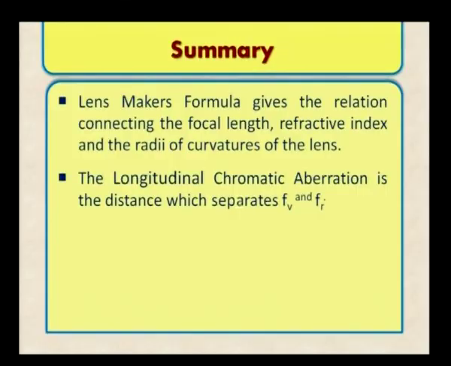The lens maker's formula gives a relation which connects the focal length, the refractive index, and the radii of curvatures of the lens surfaces. You have got two surfaces, R1, R2. The second point is that the longitudinal chromatic aberration is nothing but the distance which separates the focal points due to violet, namely F V, and the point where the red light is getting focused, namely F R. This gives the so-called longitudinal chromatic aberration.